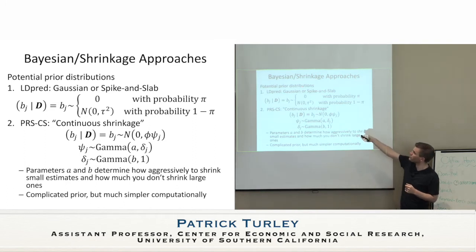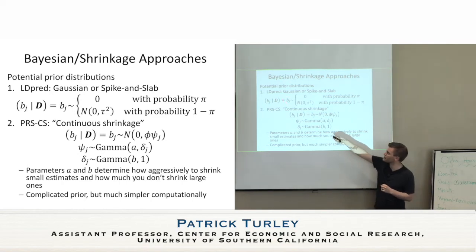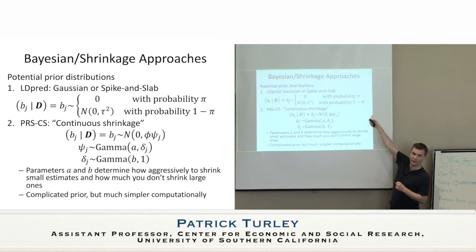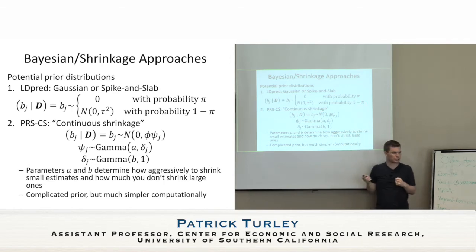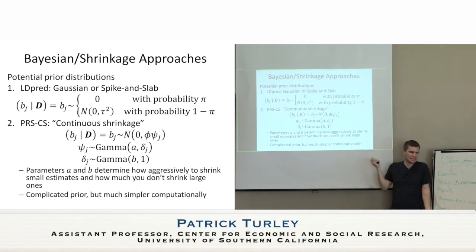So LD-Pred uses the spike and slab prior. We talked a little bit about that. The idea is that the little b's have some probability pi that they have exactly 0 effect. That's the spike. And then there's some probability 1 minus pi that it is drawn from a normal distribution. That's the slab. It looks like that. This seems pretty sensible, and this is what LD-Pred does. This has as a special case just a normal or Gaussian prior if we assume that pi is equal to 0.